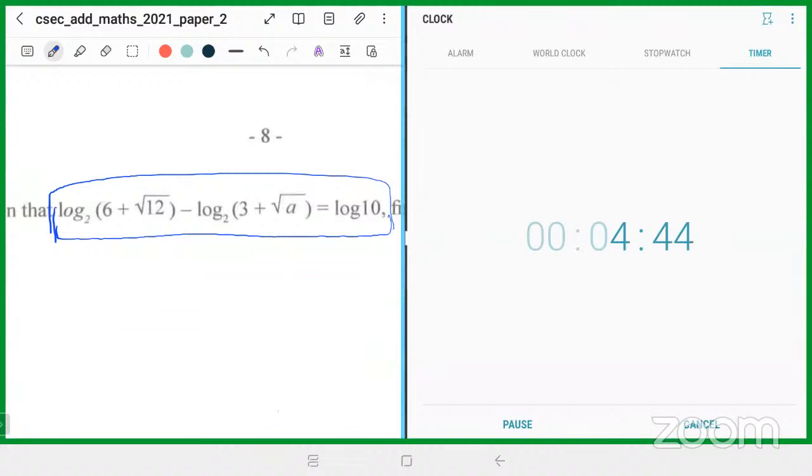The base is the same. Base 2. Find the value of A. This is log of 10. It's a value, log of 10. Actually, it's going to be 1. And if they don't put in the base on it, it means log to base 10.